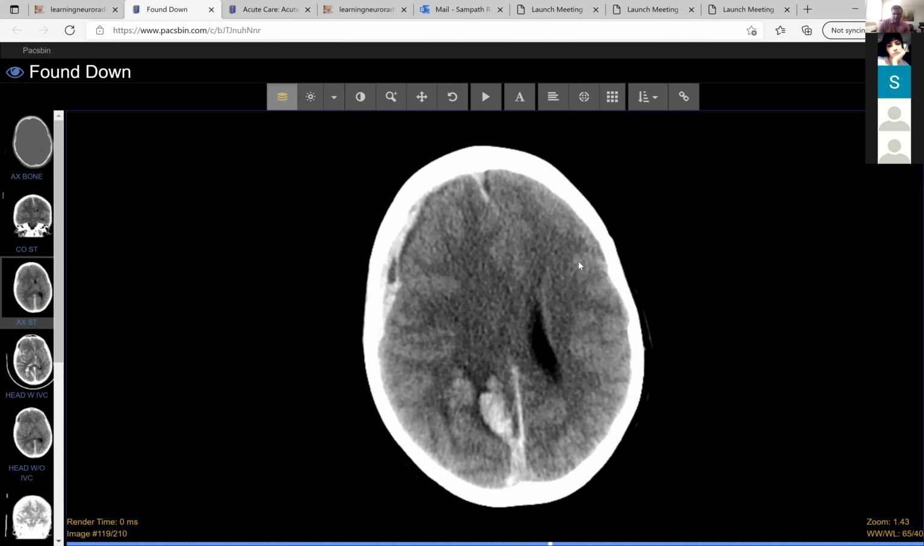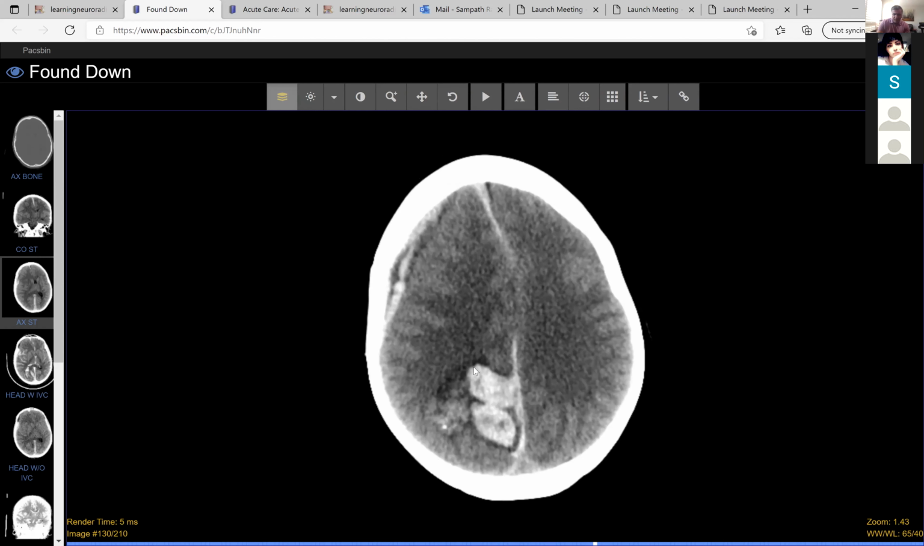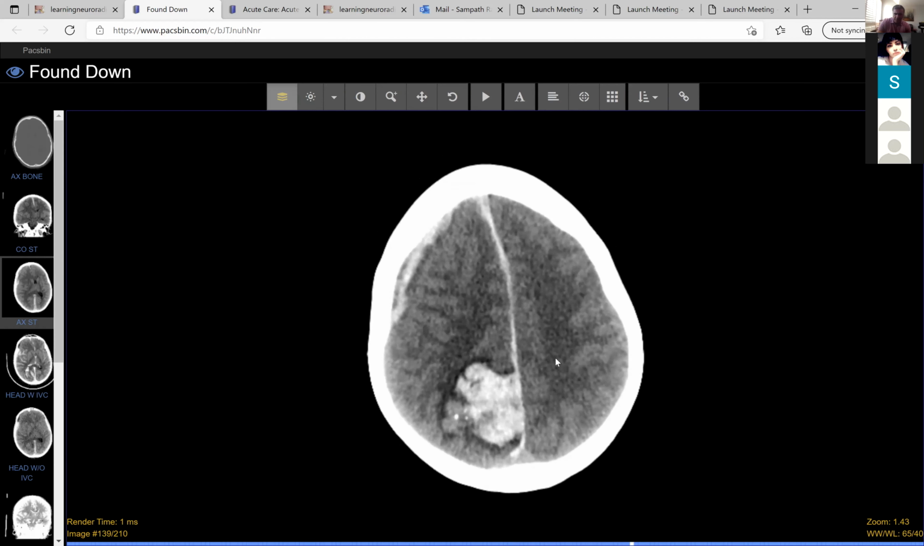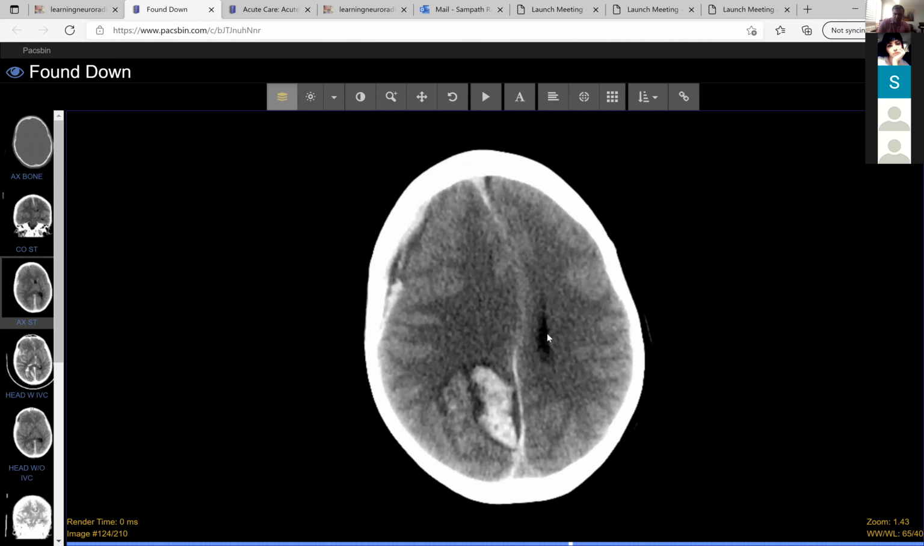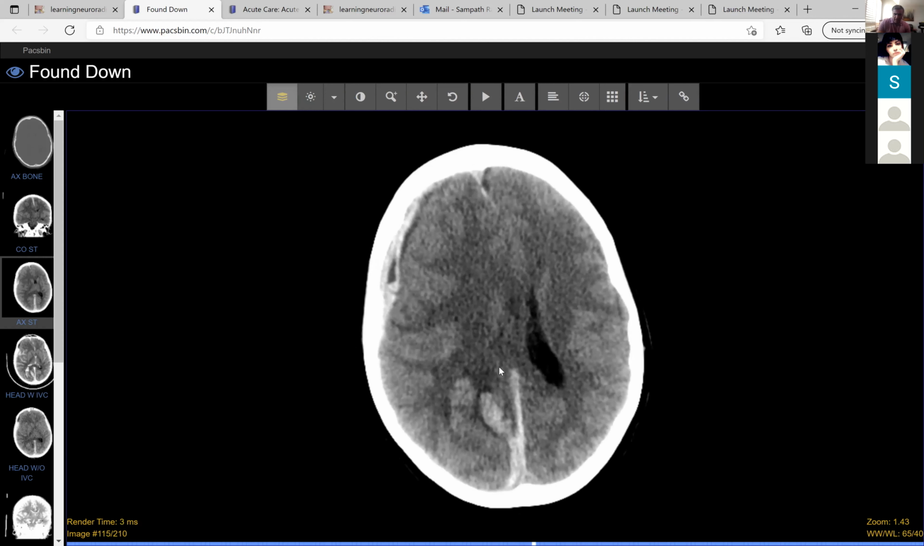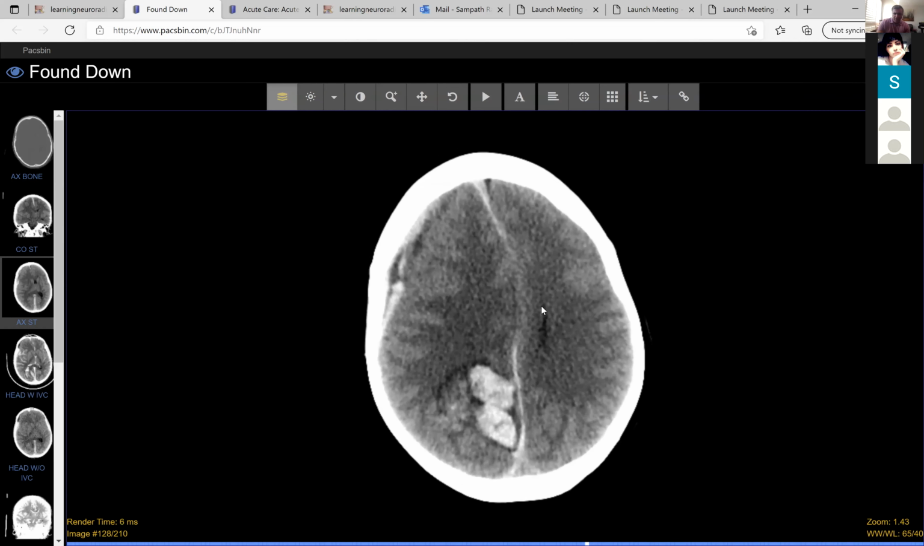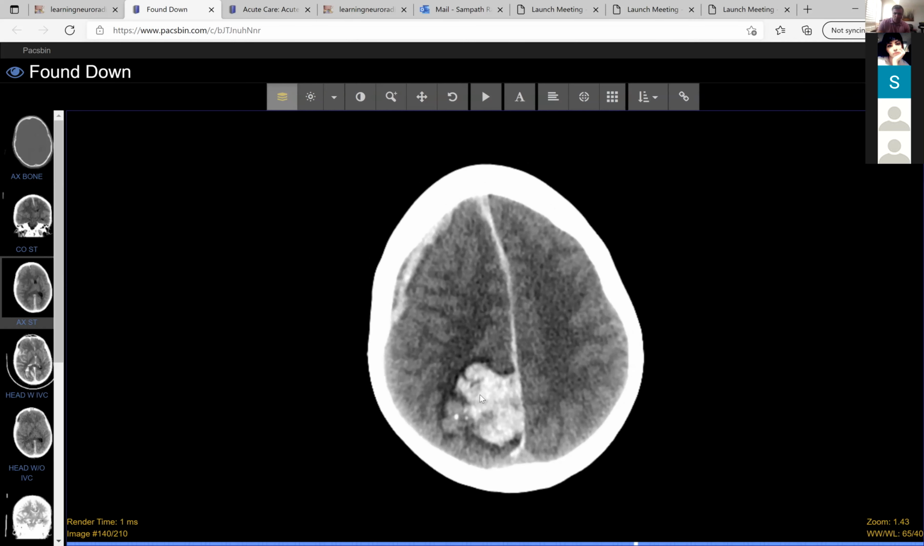It tracks around here, but the biggest portion of the hemorrhage is right here in the parenchyma. So this is in the brain parenchyma. It probably bled in the brain parenchyma, in the parietal occipital region, and then it tracked from there into the subdural space. That's what happened in this case. But the question is, what is the source of this bleeding?